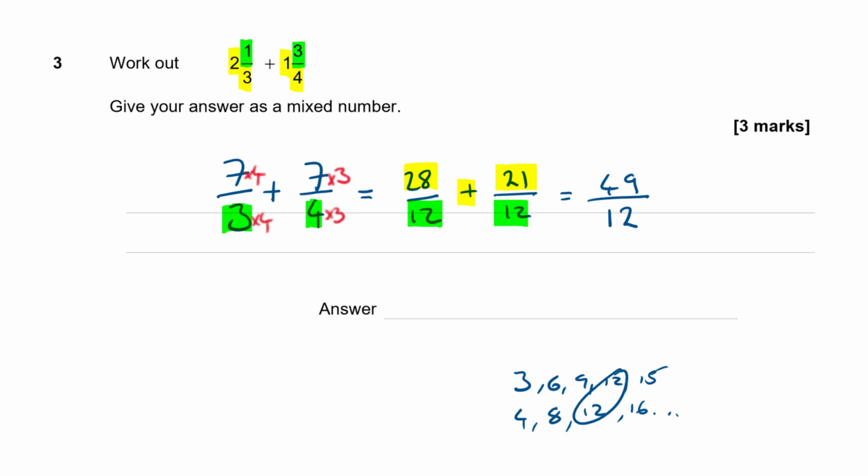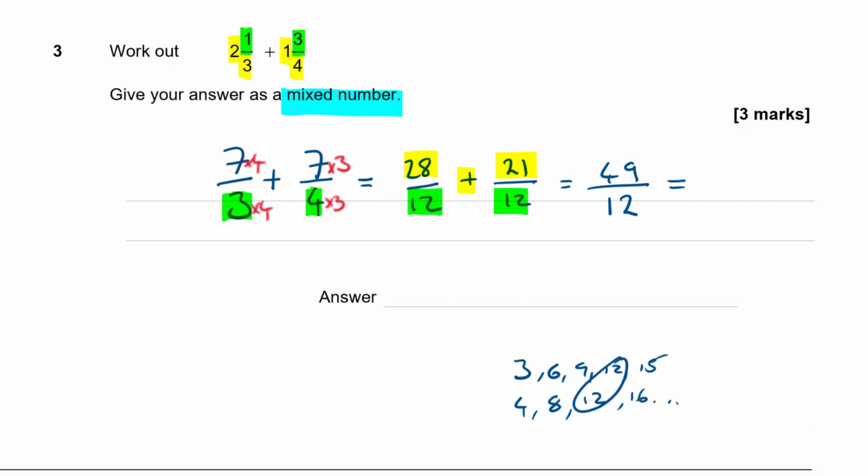Okay, so we've added our fractions together, but the last part says give your answer as a mixed number. This is not a mixed number, it's an improper fraction. So to finish off, we need to convert it back to a mixed number. So 12 goes into 49 how many times? Got 12, 24, 36, 48. It goes in 4 times, remainder 1. So the number of times it goes in, 4, is my big number. The 1, the remainder, is my little number, and then the divisor is still 12. So that is 4 1/12.